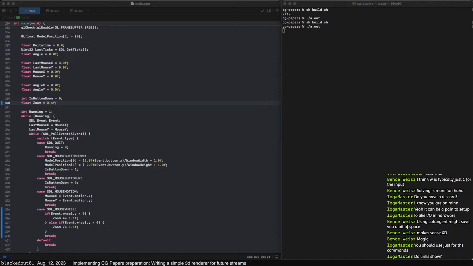So what commands do links show? You mean if you post a link in the chat?